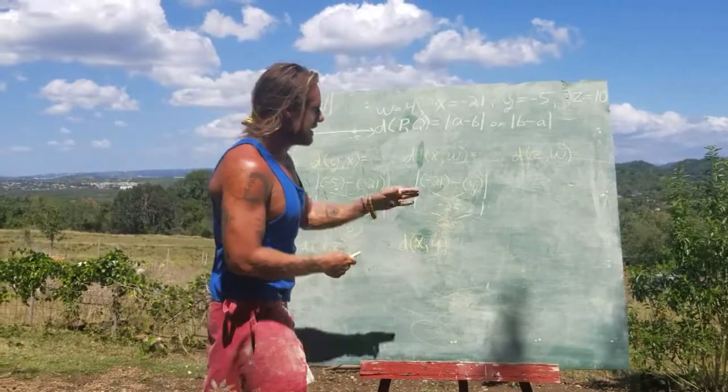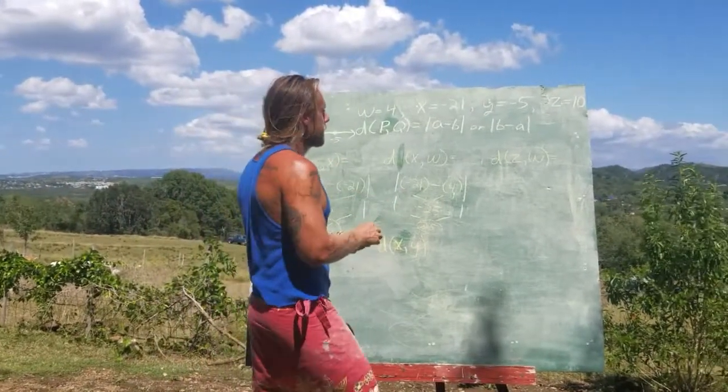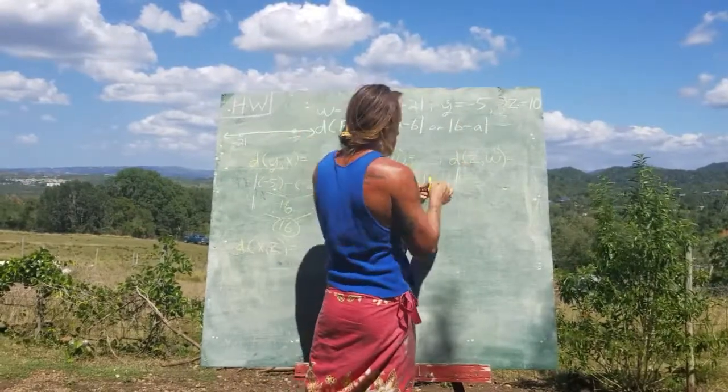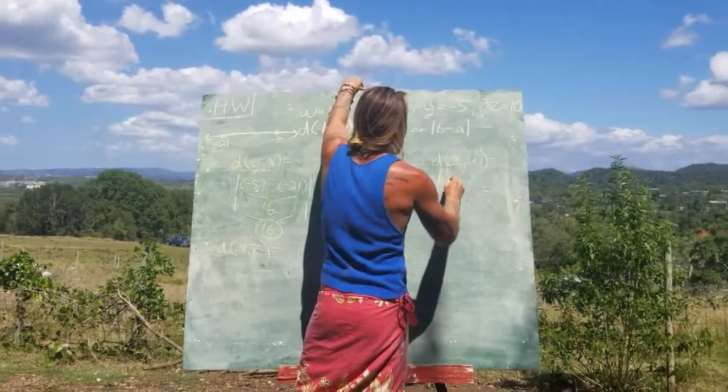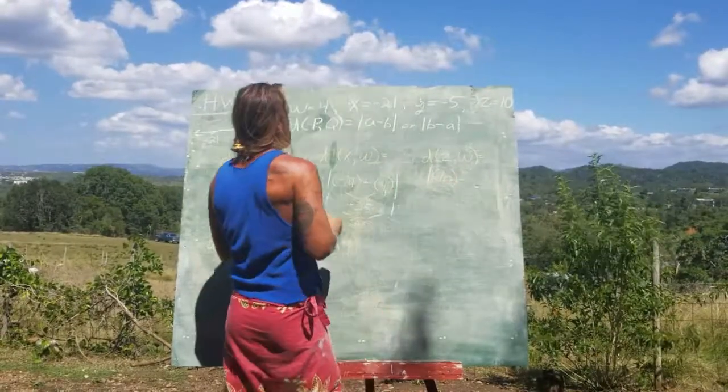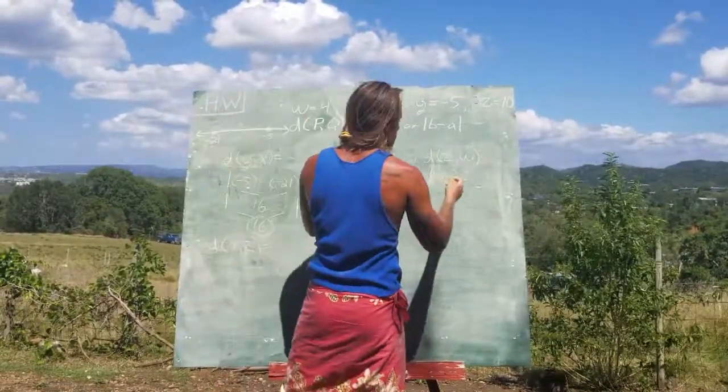All right, let's look at z and w. So the absolute value of 10 minus w, 4.